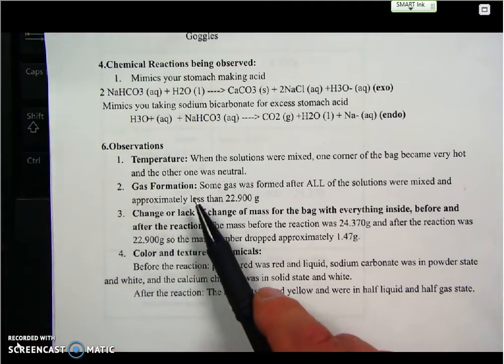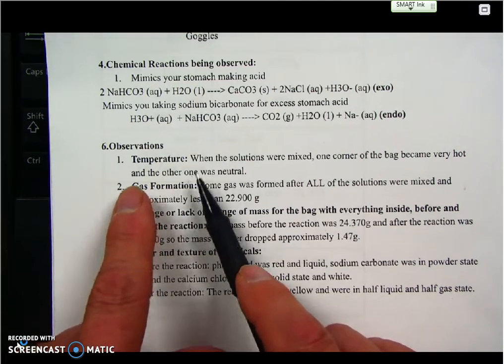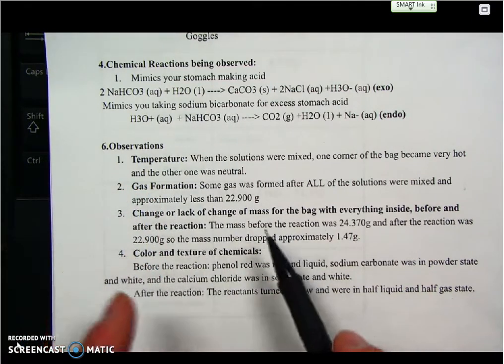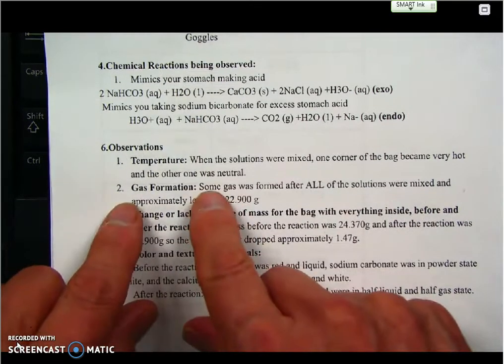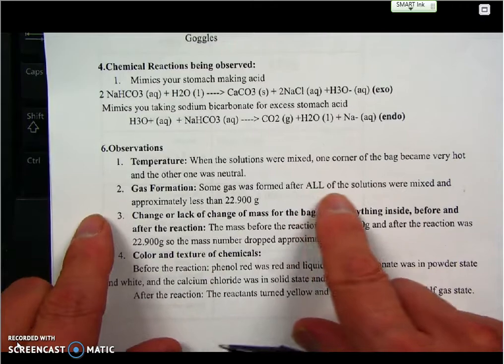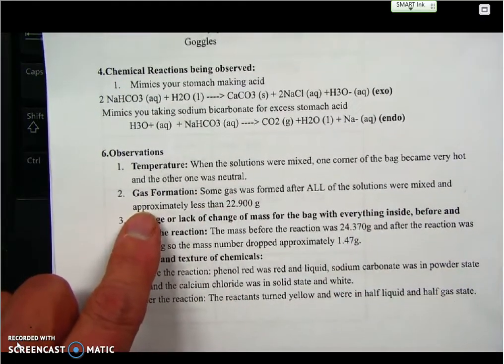We had "gas formed" as a conclusion. Actually, you're looking at it. What are the signs? What's the observation that you saw that told you there was gas formation? "Some gas was formed after all solutions were mixed." See, you're not telling me what you saw.